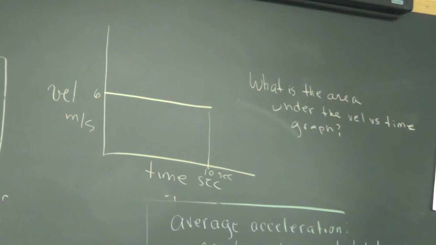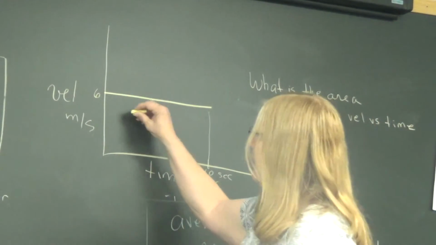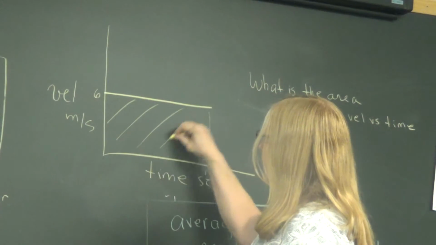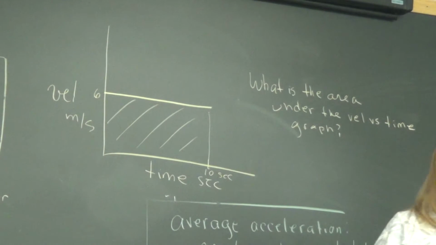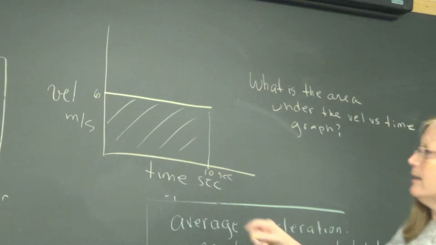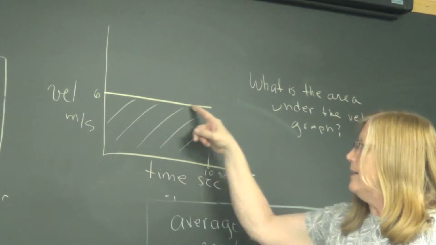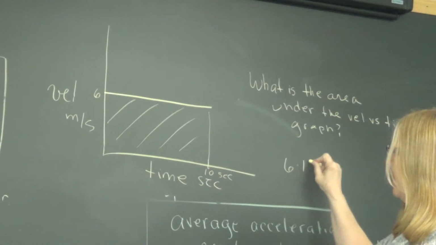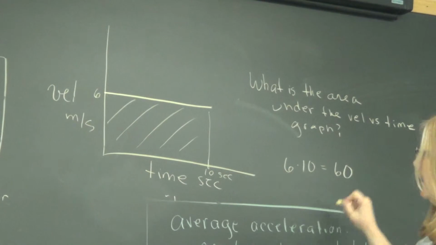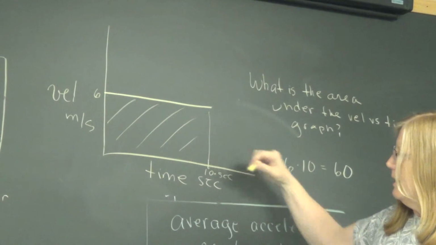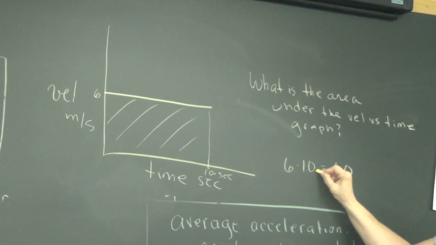So we have a constant velocity of 6 for 10 seconds. That's all that's saying. And I'm wondering about what is under here. I picked this graph because it's geometrically possible to find the area. It's going to be length times width. So I get 6 by 10. 6 times 10 is 60. And I'll put a little decimal point there so I can use sig figs of 2.